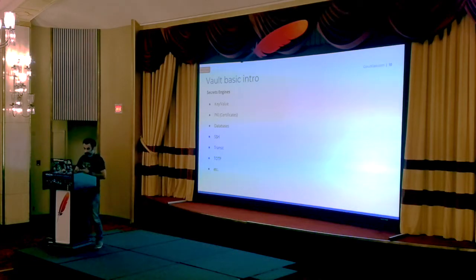On that note, the simplest form of the secret engine is key value. It's essentially you define a backend that you ask Vault, okay, this is my pair of key value items. Store them securely. And you can retrieve them later on with the same key value.